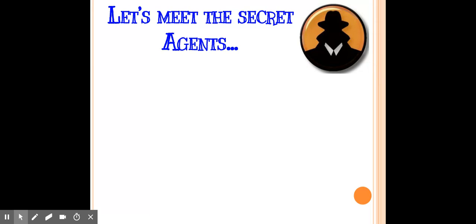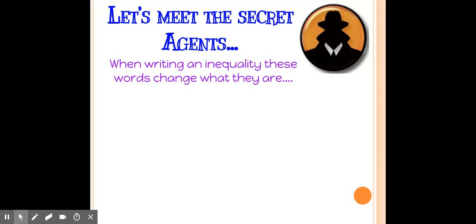Now, I want you to be on the lookout for some secret agents that swoop in when you translate inequalities. What do I mean by secret agents? When writing an inequality, these words change what they are, just like an agent goes undercover to hide their identity. Our first agent, agent number 1, is less than.